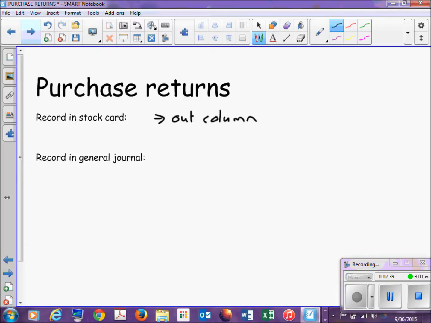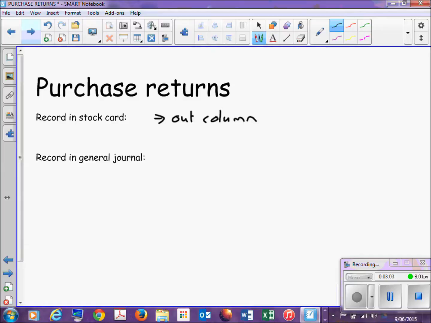As well as recording it in the stock card, and we record it in the stock card because we use what inventory system starting with P? Perpetual. Beautiful, well done. Hello YouTube. Perpetual inventory system. Because we're using the perpetual inventory system, it's ongoing. As soon as there's a purchase return, we update our stock cards and it goes in the out column.